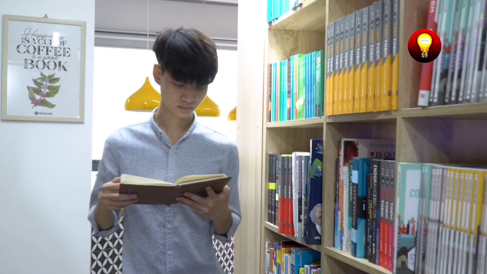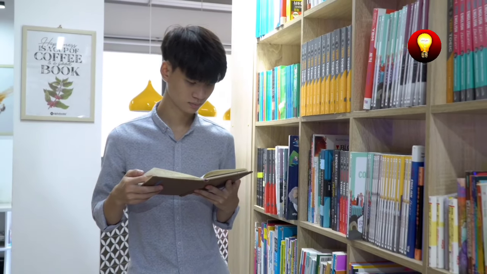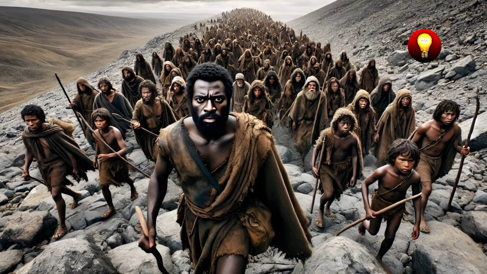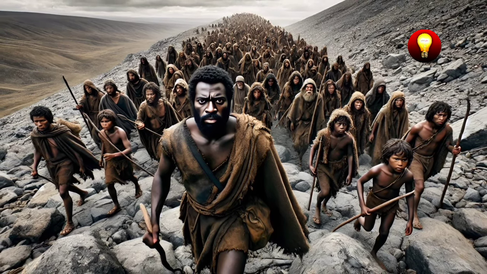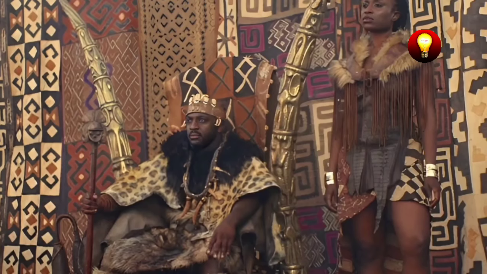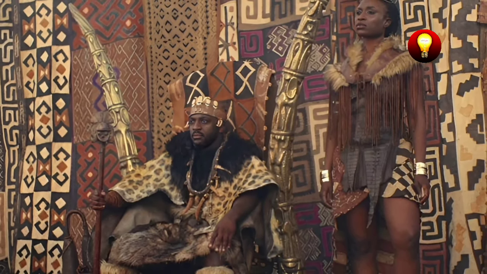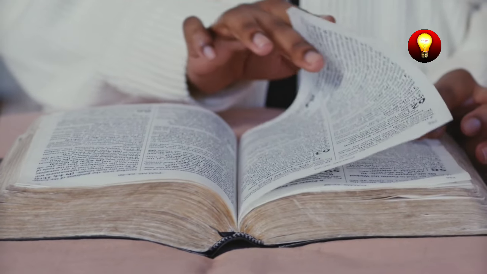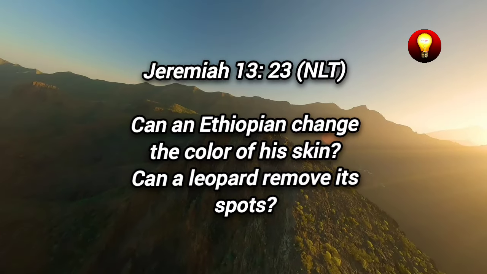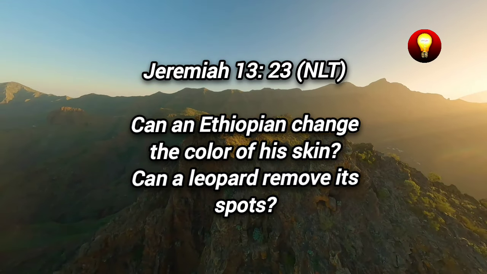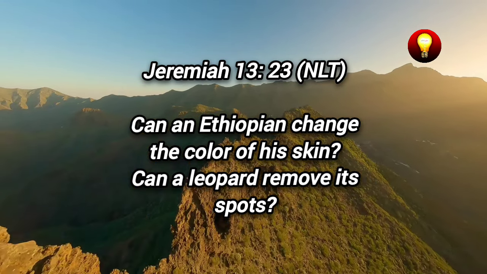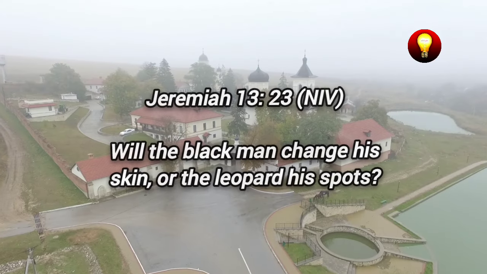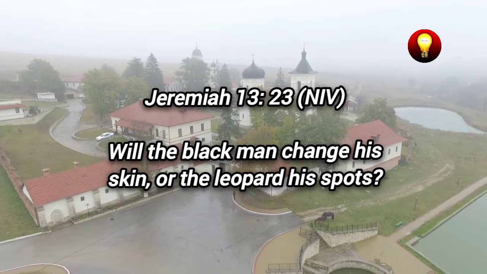As for the meaning of his name, Jack Enlow's Glossary of Biblical Names associates it with a black-skinned person living in warm climates, supporting the theory that most of Ham's descendants had black skin. Furthermore, in Jeremiah, there is a verse that refers to the skin color of the Ethiopians, who are descendants of Cush. Let us read Jeremiah chapter 13, verse 23. Can an Ethiopian change the color of his skin? Can a leopard remove its spots? Another version translates this passage as follows: Will the black man change his skin, or the leopard his spots?